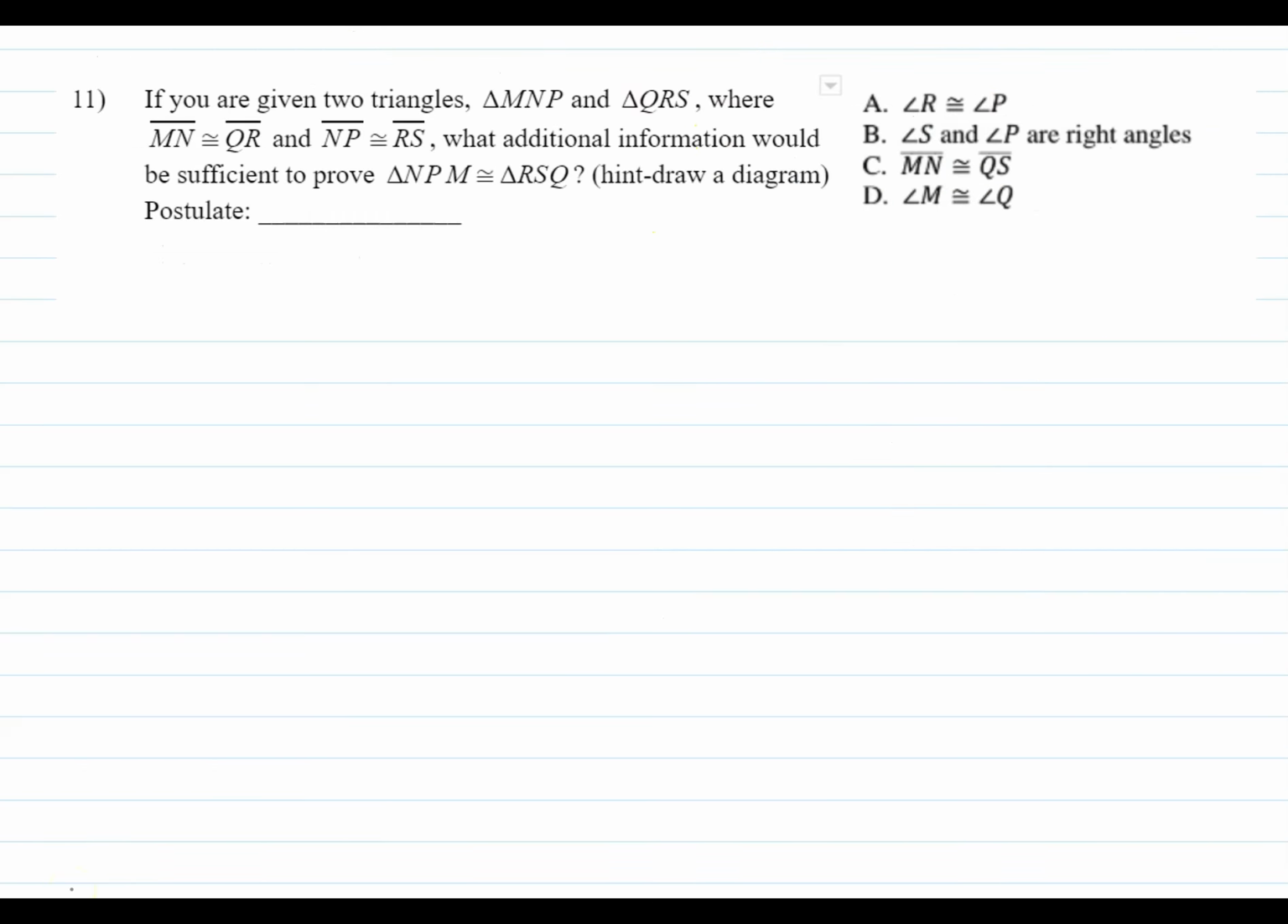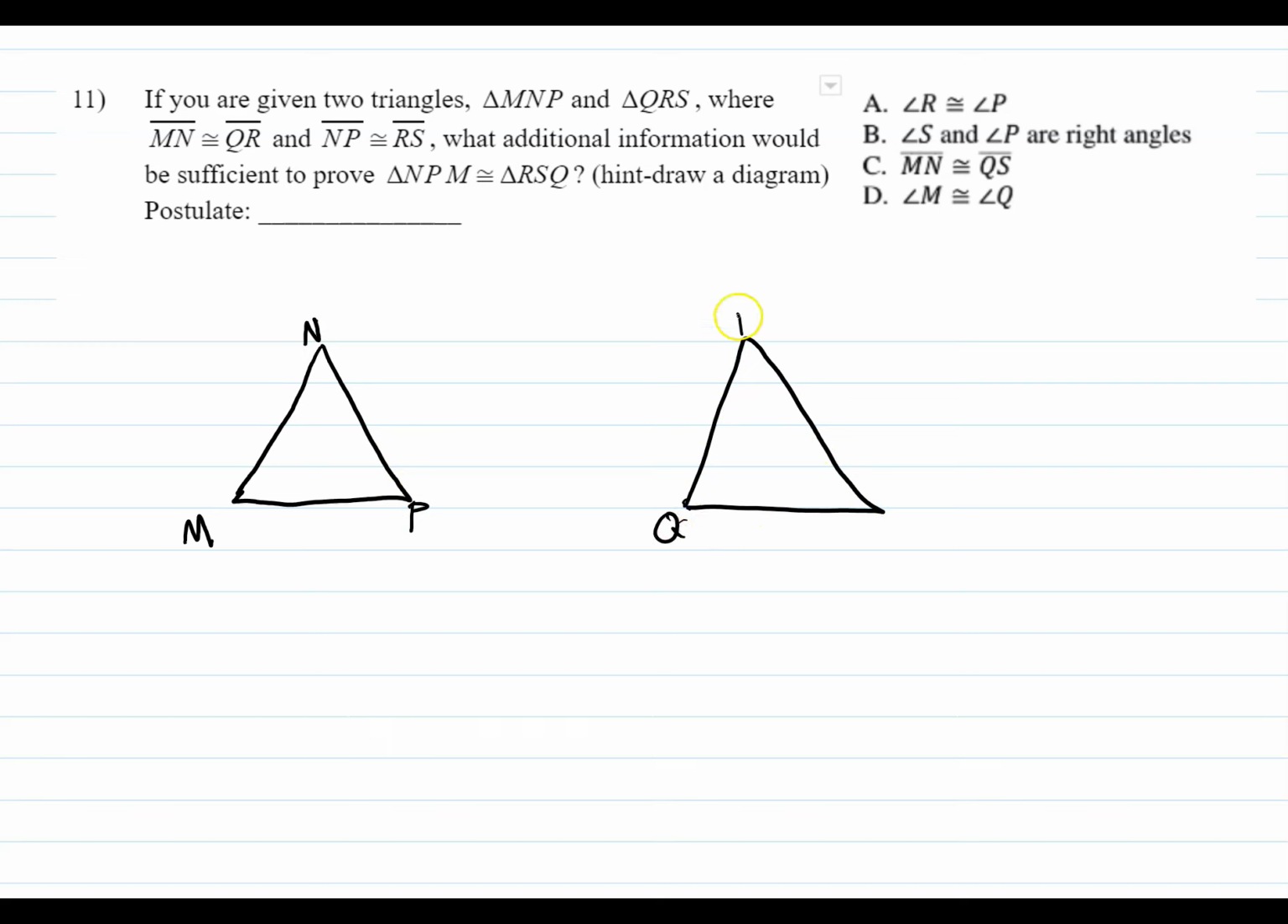Number 11. If you're given two triangles, triangle MNP and triangle QRS, where side MN is congruent to side QR, side NP is congruent to side RS, what additional information would be sufficient to prove triangle NPM is congruent to triangle RSQ? Hint, draw a diagram. Okay, I'm going to draw a diagram on this because that was the hint. So I have triangle M, N, P, and I had triangle, I'm going to make sure I go in the same order, Q, R, S.